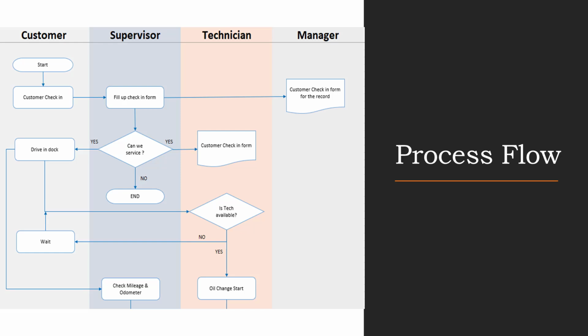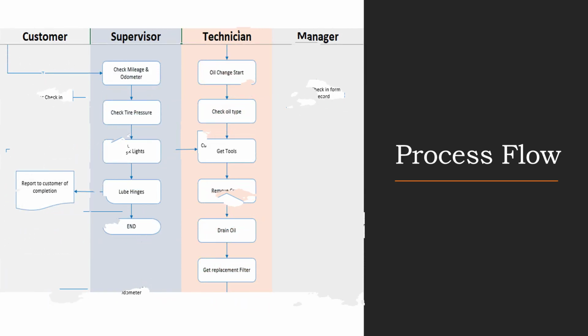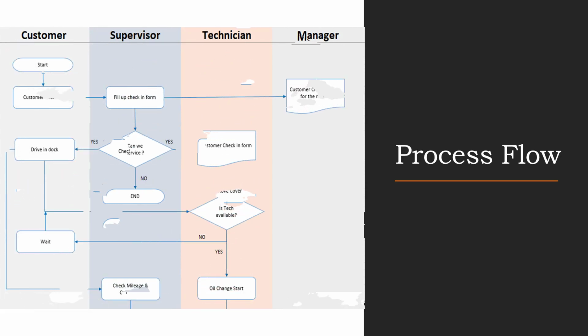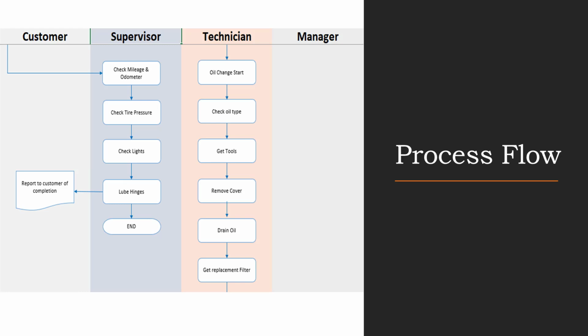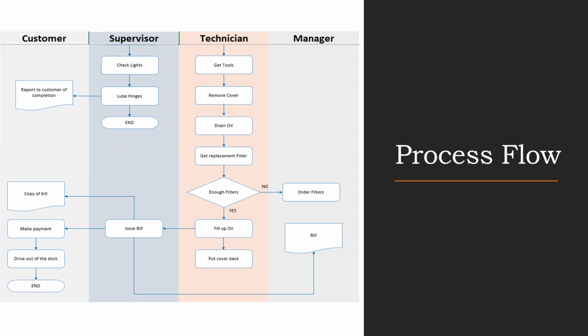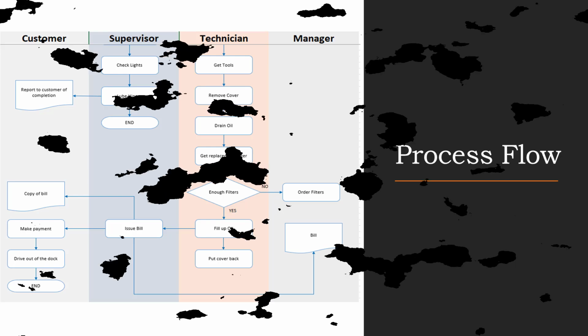Once the car is in the dock, the supervisor checks the mileage and the odometer, checks the tire pressure, lights, and loops the hinges. When technician is available to start work, the technician will check the oil type, get his tools, remove the cover, drain the oil, get replacement filter, and report low filter quality to the manager. Fill up oil and put the cover back. When the oil change is complete, a supervisor issues a bill, gives it to the customer, and keeps a copy for a manager. The customer makes a payment and then drives out the dock.